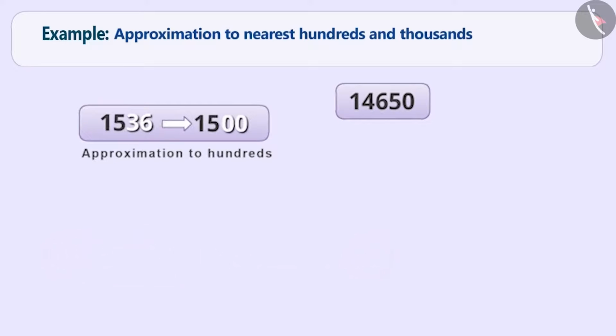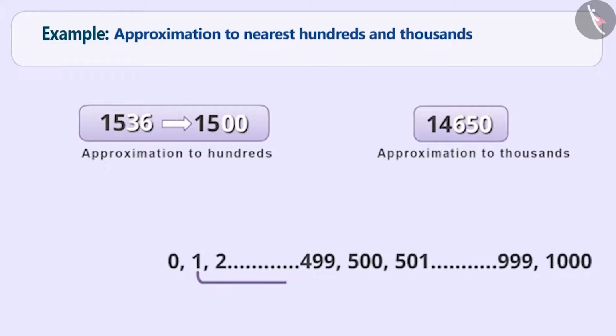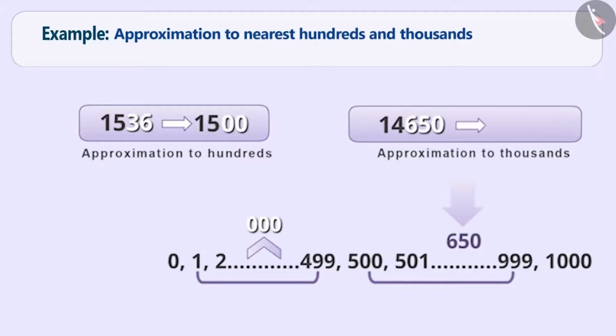Similarly, focus on the last three digits while approximating to nearest thousands. If the number formed by these digits is among any number from 1 to 499, then write 0 in its place, and if it is among any number from 500 to 999, then write 0 in its place and increase the digit at the thousands place by 1.